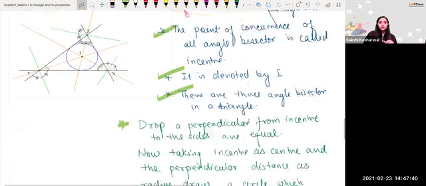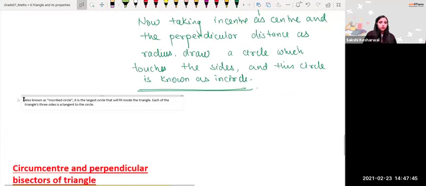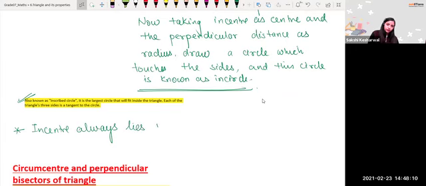Okay, so what we see now, just write this thing down over here. I'll just copy this. Just see this. So it is also known as the tangent circle. And one more thing: the incenter always lies inside the triangle, right? So that's all for this thing.